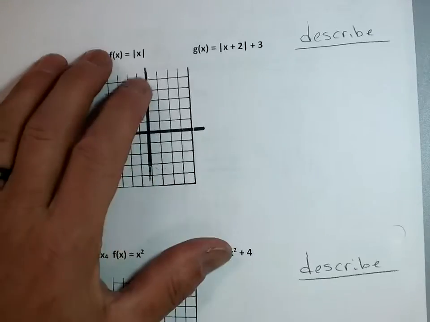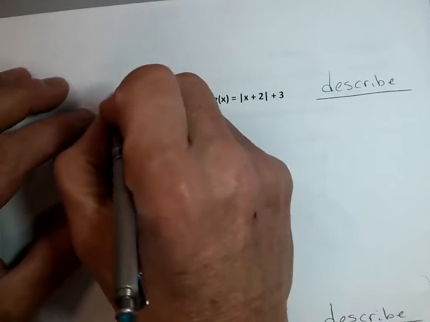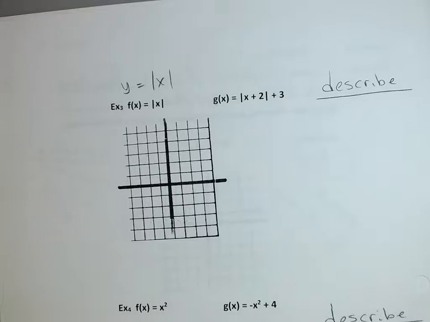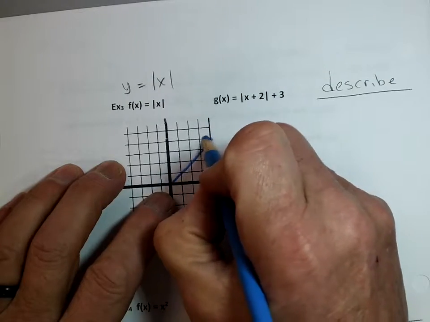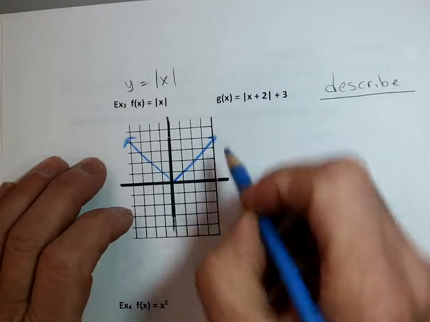All right, absolute value graph. So that's my parent function. If I have a y equals an absolute value graph, and we saw that on our graphing calculators. The V looks like this, right? Okay, that's my parent function.